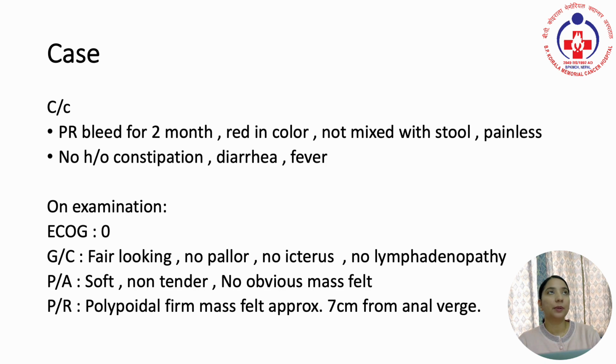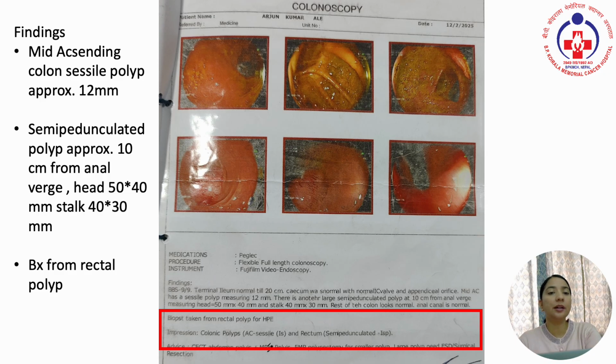He presented with PR bleeding for 2 months, red in color, not mixed with stool, painless. He had no other history like constipation, diarrhea, or fever. On examination, his ECOG was 0. He was fair looking, no pallor, no icterus, no lymphadenopathy. Abdominal examination was soft, non-tender, with no obvious mass felt. But on per rectal examination, a polypoidal mass, firm in nature, was felt about 7 to 8 centimeter above the anal verge.